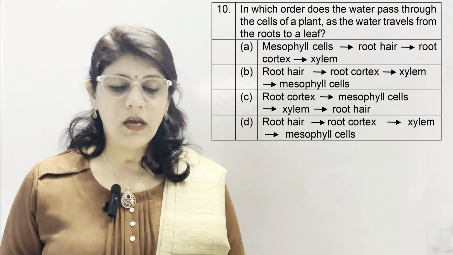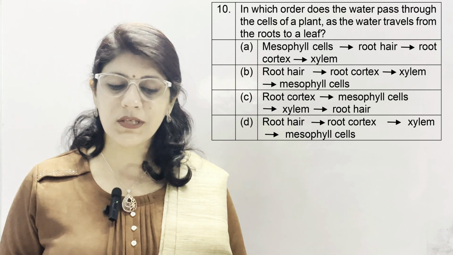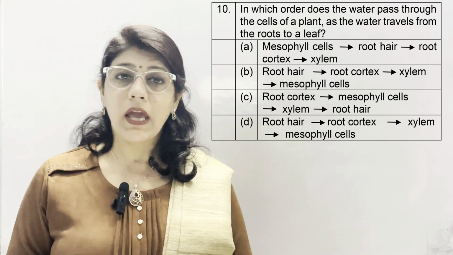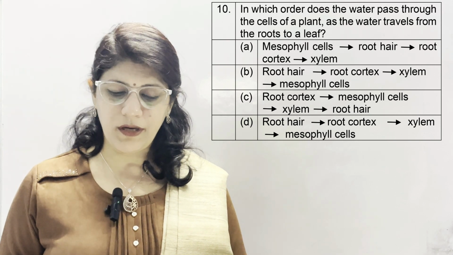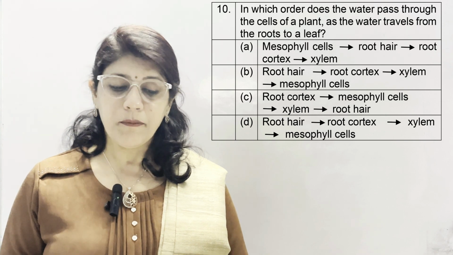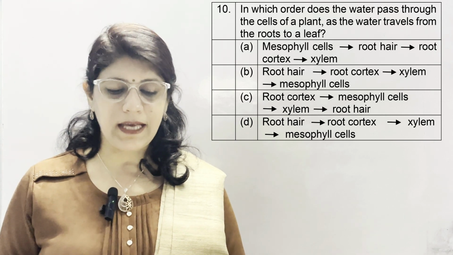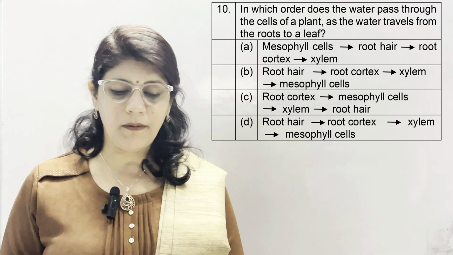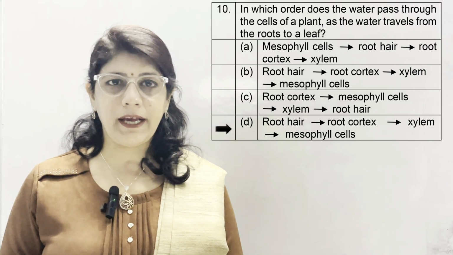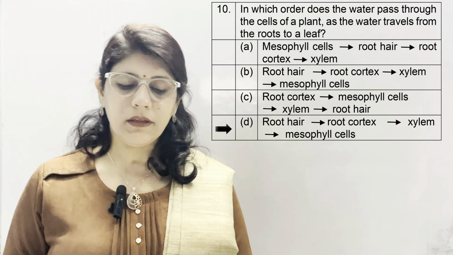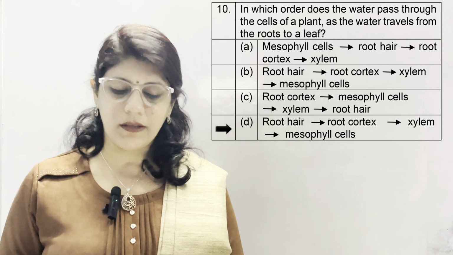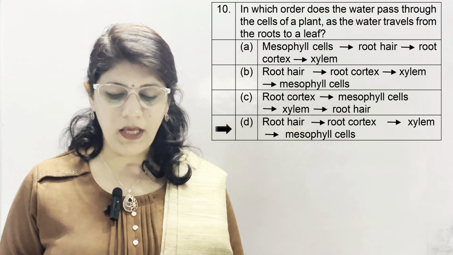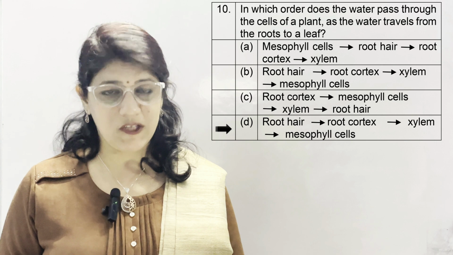In question number 10, in which order does the water pass through the cells of a plant as the water travels from the roots to a leaf? A, mesophyll cell to root hair, then root cortex and then xylem. B, root hair to root cortex, xylem and then mesophyll cells. C, root cortex to mesophyll cell, then xylem and then to root hair. And D is the correct option in which root hair, then root cortex, then xylem and then mesophyll cells. And we know then from where it leaves the plant body and goes to the atmosphere by transpiration.